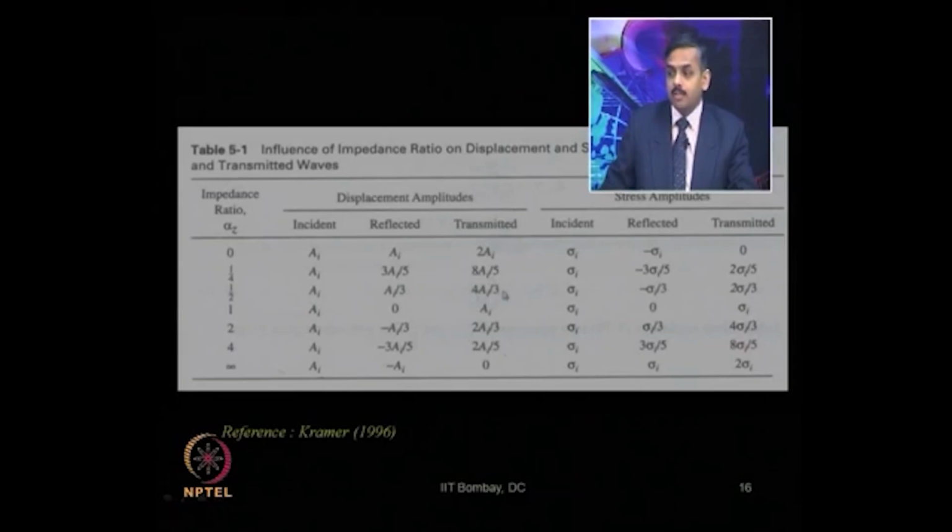But let us look at the transmitted wave. It is 4 A I by 3. What does it mean? That means the displacement amplitude of the transmitted wave increased from what was there for the incident wave. Okay? Let us look at the stresses. Stress in the incident wave is this one, the reflected wave is this minus, that is opposite direction, and the transmitted wave stress is 2/3 of the incident wave. So, stress is not increasing, it is reducing for most of our practical geotechnical earthquake engineering problems.